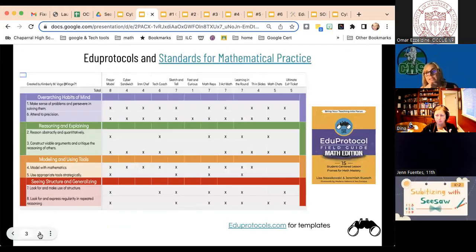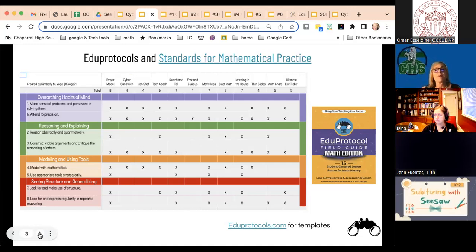And I talked about this in my last session. I'll hit on it briefly. I'm so glad that Kim Bogie brought this up. She made this awesome infographic. If you're getting the EduProtocols Math Edition book, what's really cool about it is to know that it's not something extra on top of what you're already trying to do, right?